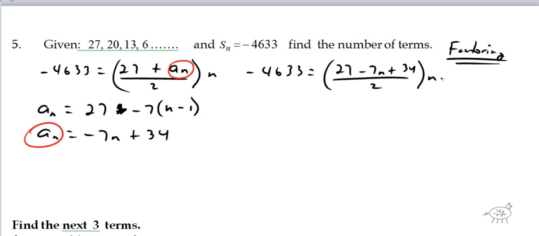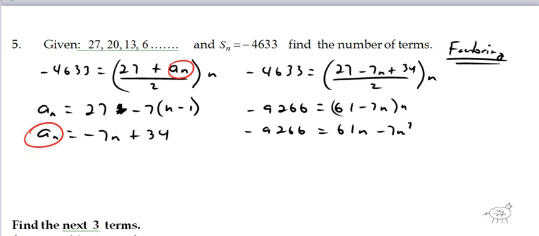Now we have one variable, and then we got to simplify this a little bit. So we're going to multiply both sides by 2. We get negative 9266, and simplify that inside there. So we get 61 minus 7n times n. So negative 9266 equals 61n minus 7n squared.